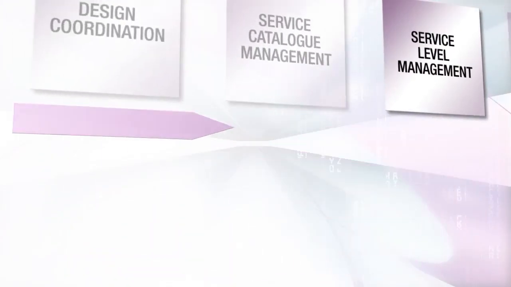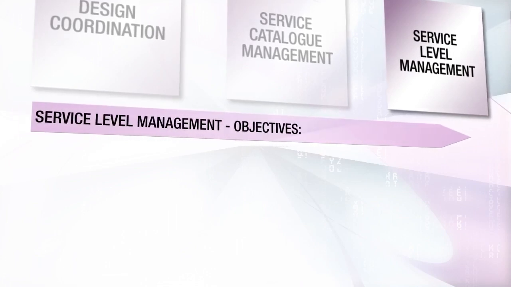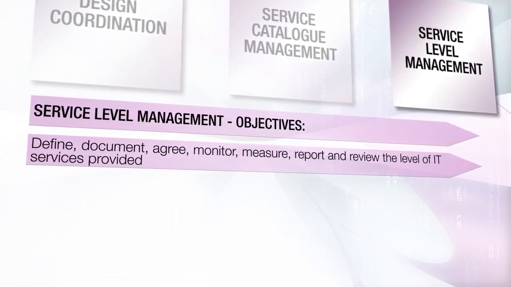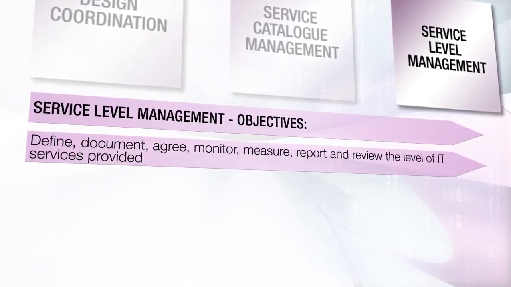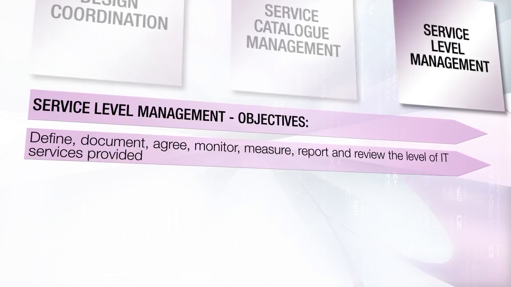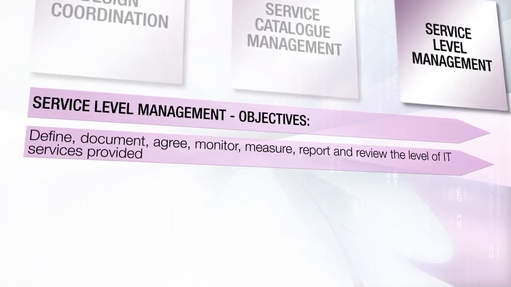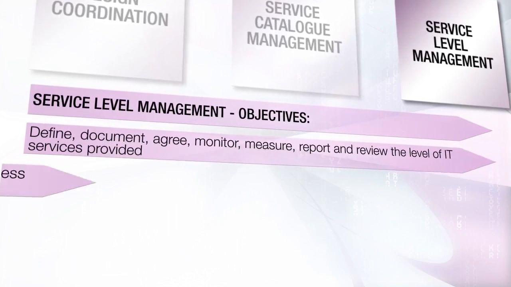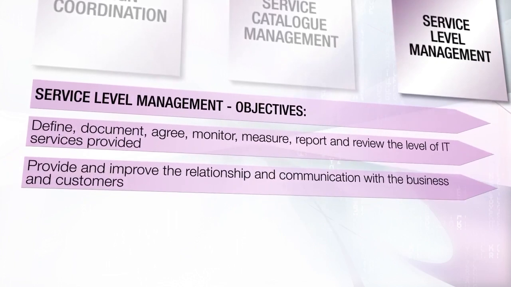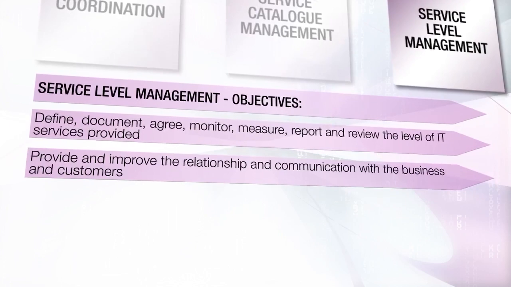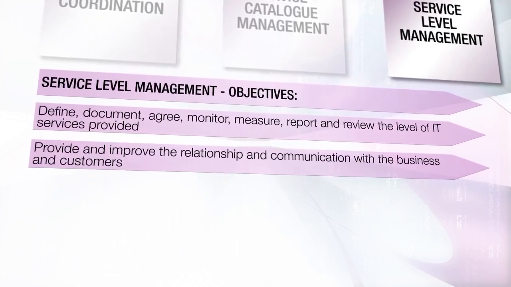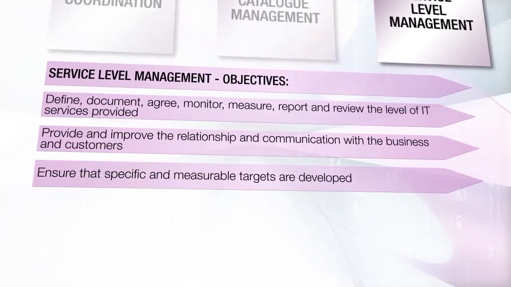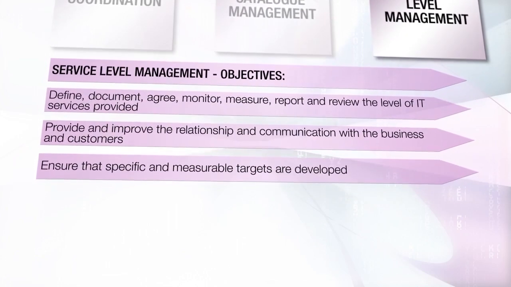There are seven core activities that make up the process. They are: define, document, agree, monitor, measure, report, and review the level of IT services provided, and where appropriate, instigate corrective measures. To provide and improve the relationship and communication with the business and customers in conjunction with business relationship management. To ensure that specific and measurable targets are developed for all IT services.